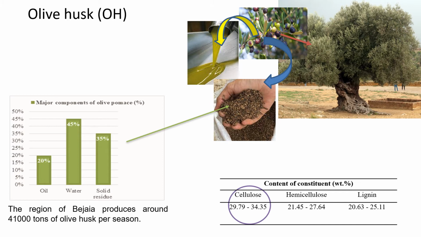And the main constituents and chemical composition of olive husk are given in this table. Olive husk is composed of cellulose, hemicellulose, lignin, and wax. And as you can see, cellulose is the main component of olive husk.